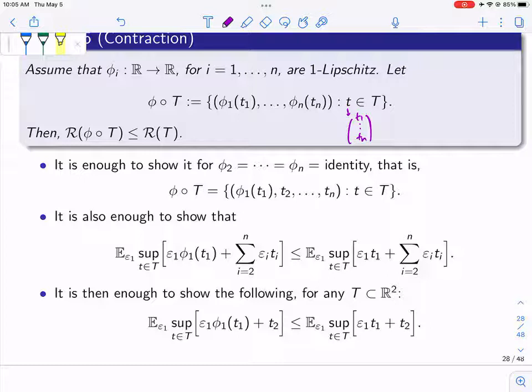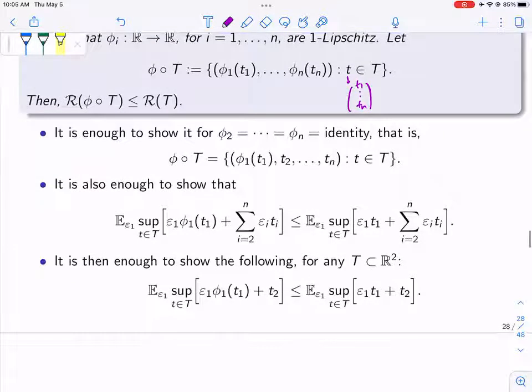If I show this for all epsilon_2 to epsilon_n in {-1, 1}^(n-1), so all possible patterns here, we actually don't care. It holds for any real values. So is this clear? This is enough. The notation here means I'm just taking the expectation with respect to epsilon 1. These others are fixed.